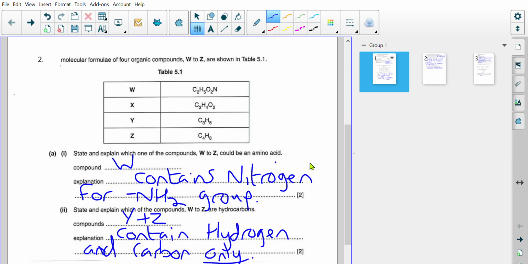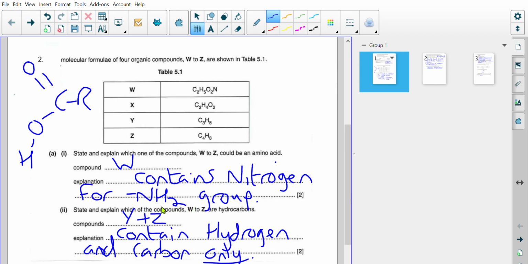Molecular formula of 4 organic compounds shown below. State and explain which of the compounds W to Z could be an amino acid. Well, straight away, only one of them contains the nitrogen available to form an NH2 group, which is an amine group. So an amino acid must have an amine on it, but it must also have the carboxylic acid group, which would be something like this. And then the R group just represents something else, the rest of the molecule that we're not really interested in. Okay, so that would be our COOH group.